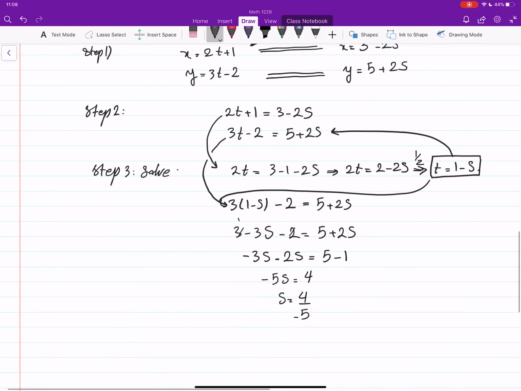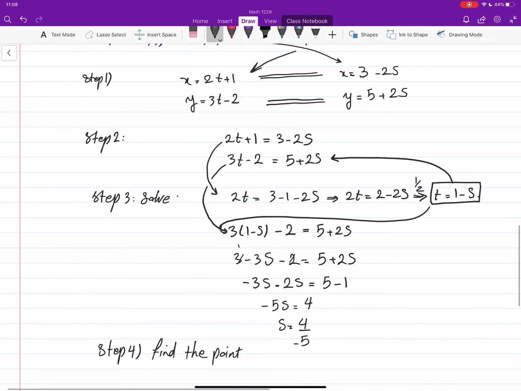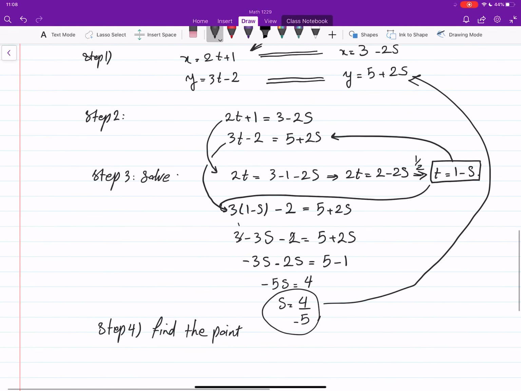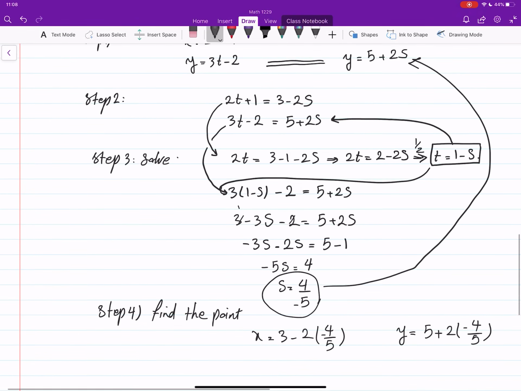And when you have that, step 4 is find the point. Well, this is just a parameter. Pick that parameter and put it into the corresponding parametric equation. So it will be x equals 3 minus 2 times negative 4 over 5, and y is equal to 5 plus 2 times negative 4 over 5.